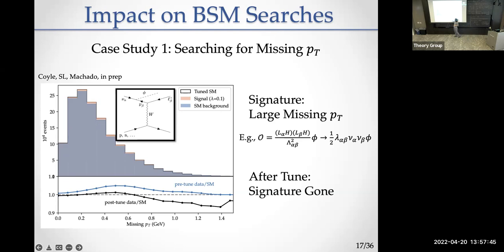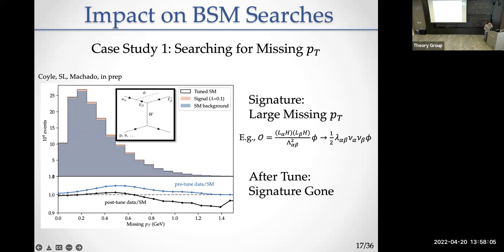Now this is a problem, because if you see this in your detector, you probably would not think this is some new physics. You would think, okay, it's an extreme tail of my standard model background prediction, I probably just messed that up. So the problem is that without knowing the cross section, it would severely affect our ability to search for BSM physics.